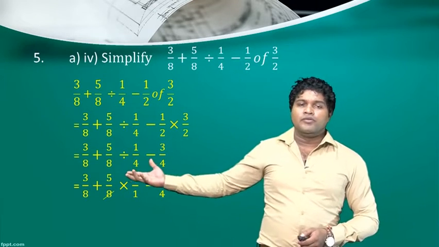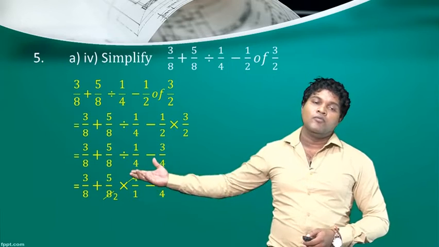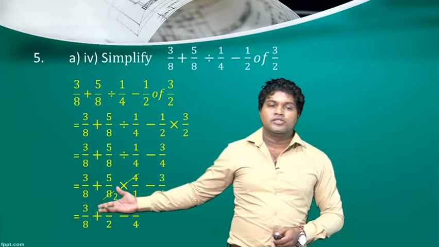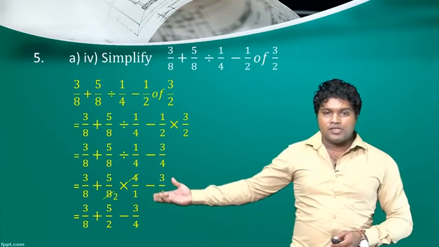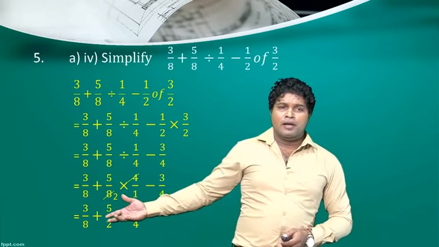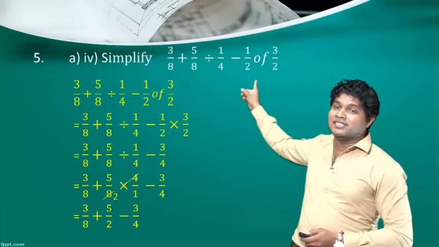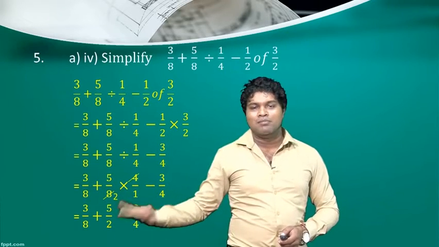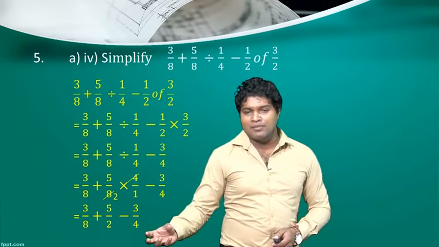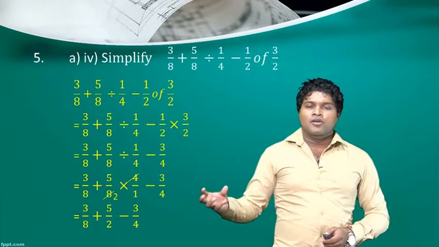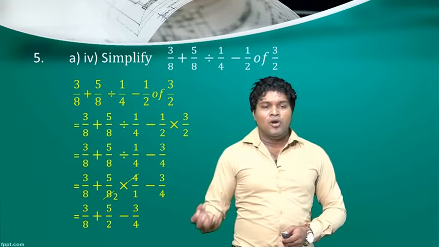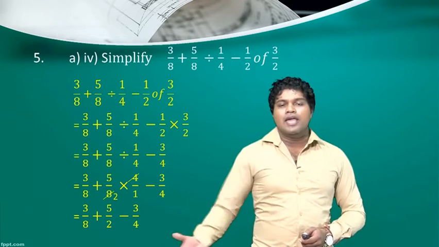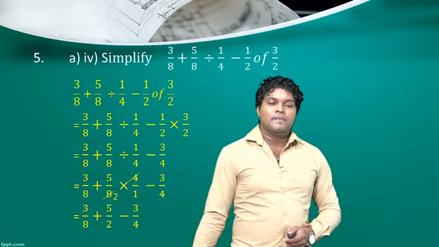You know how to cut. Between 4 and 8 you can cut. 4 is a multiple of 8's factor, so we get 5 over 2. Right? You can see 3 over 8 plus 5 over 2 and 3 over 4. Then we have simplified these 5 fractions up to 3 fractions. Then there's only plus and minus. For a question having plus and minus, you have to start with the LCM. The LCM of 8 and 4 is 8. You know how to get that.